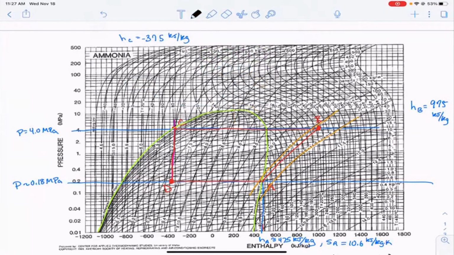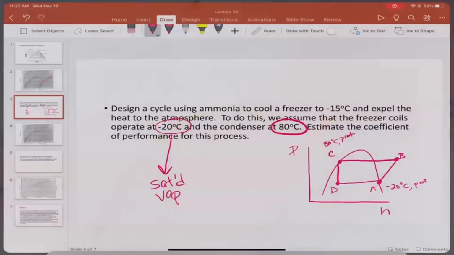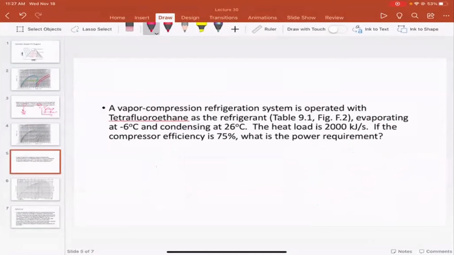All right. So if not, let's solve another example. So the approach here is going to be similar, but this time we'll use a different pressure enthalpy diagram. So this says that we have a vapor compression refrigeration system operating with tetrafluoroethane as the refrigerant, that the evaporator operates at -6 degrees C, and the condenser operates at 26 degrees C.